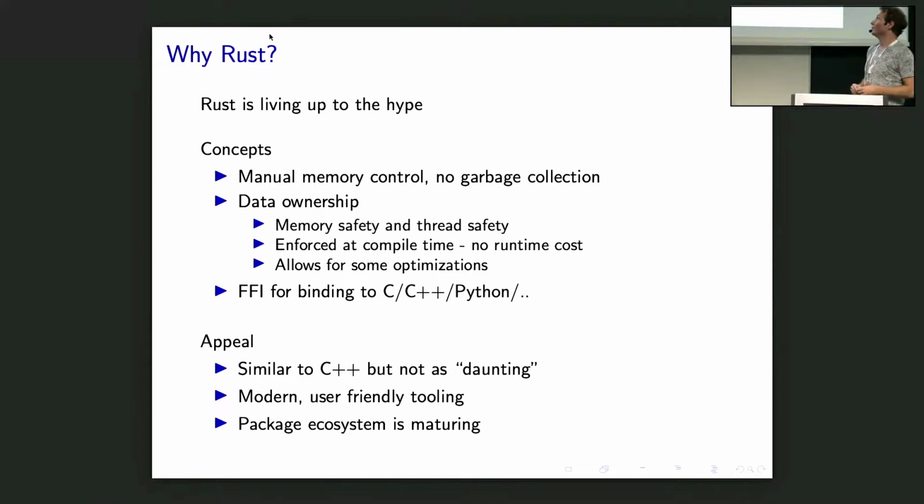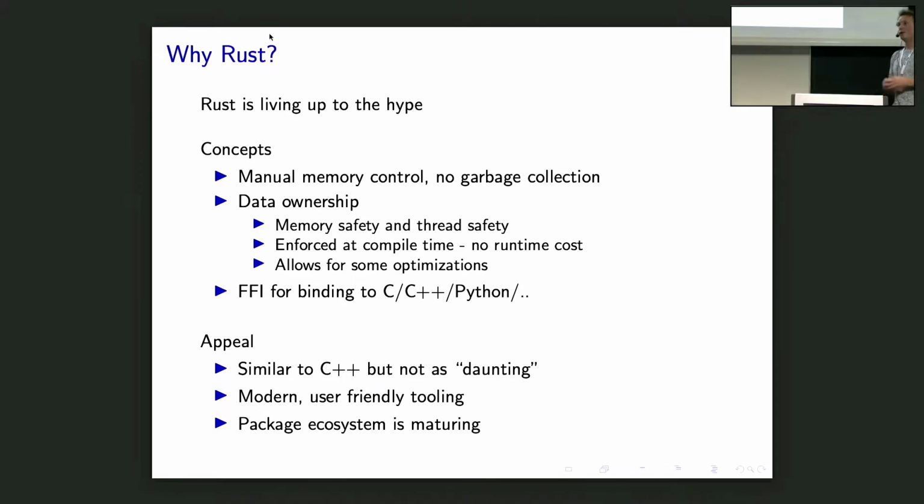So why did we choose the Rust language? Because we want to jump onto the hype, of course. But actually, it's a language that is living up to the hype. It's a system language, much like C++. It's very low level. There's manual memory control. You can avoid garbage collection.